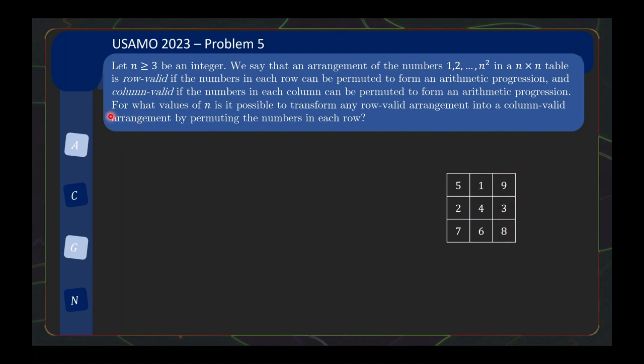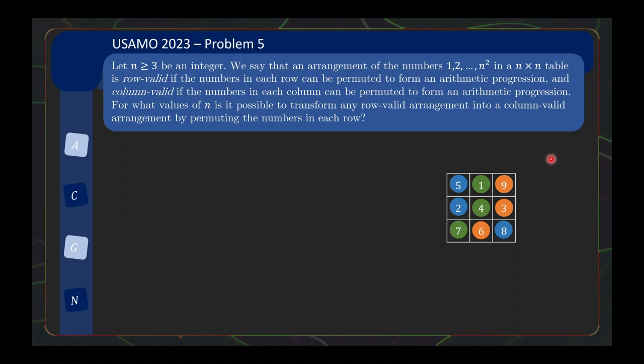So the question is, for what values of n is it possible to transform any row valid arrangement into a column valid arrangement by permuting the numbers in each row? If you look at this diagram, for example, this is a row valid arrangement. It is currently not column valid, but we can permute the numbers in the rows so that 147 ends up in the same column, 258 ends up in the same column, and 369 ends up in the same column, in which case we have now obtained a column valid arrangement.